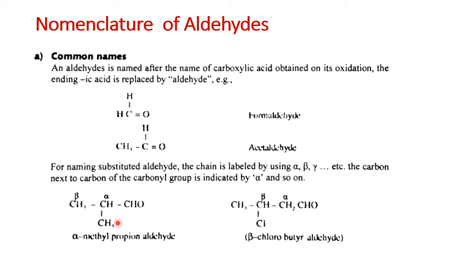Similarly, if there are some substituents, this is the carbon, this is our functional group, and the carbon which is attached to the functional group is called the alpha carbon, and the next is called the beta carbon. At the alpha position, this is a methyl, so its name will be alpha methyl propionaldehyde. Similarly, this is alpha, this is beta, this is gamma. At the beta position we have chlorine, so its name will be beta chlorobutyraldehyde.